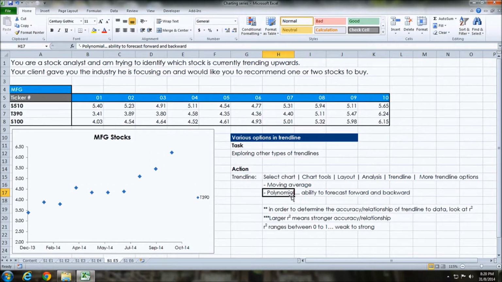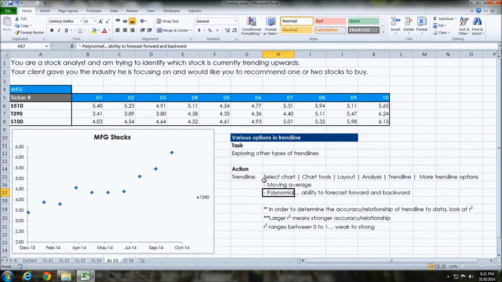As per the previous session, we have identified a particular stock which is the most upward trending among these three stocks, which is T390 with the ticker T390. So I've pre-populated the data series over here in this chart itself. Without further ado, let me kickstart the session.